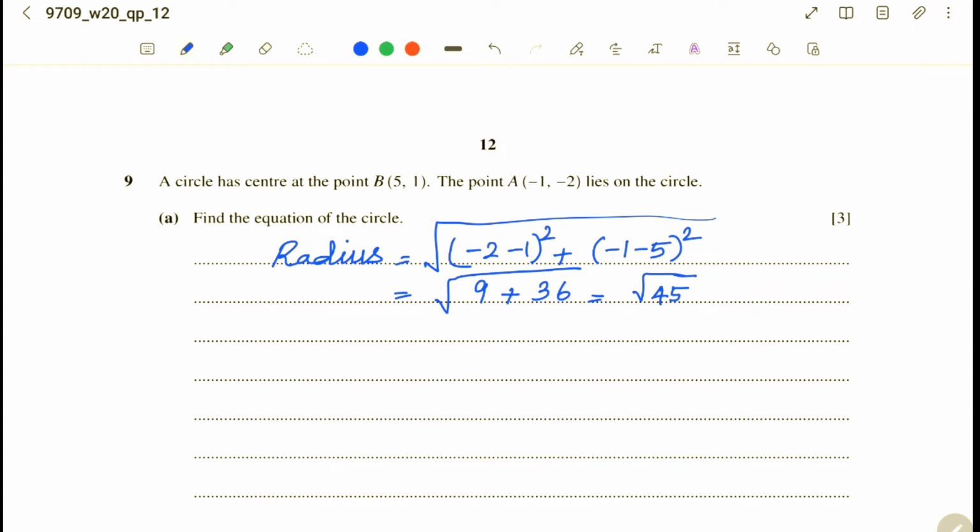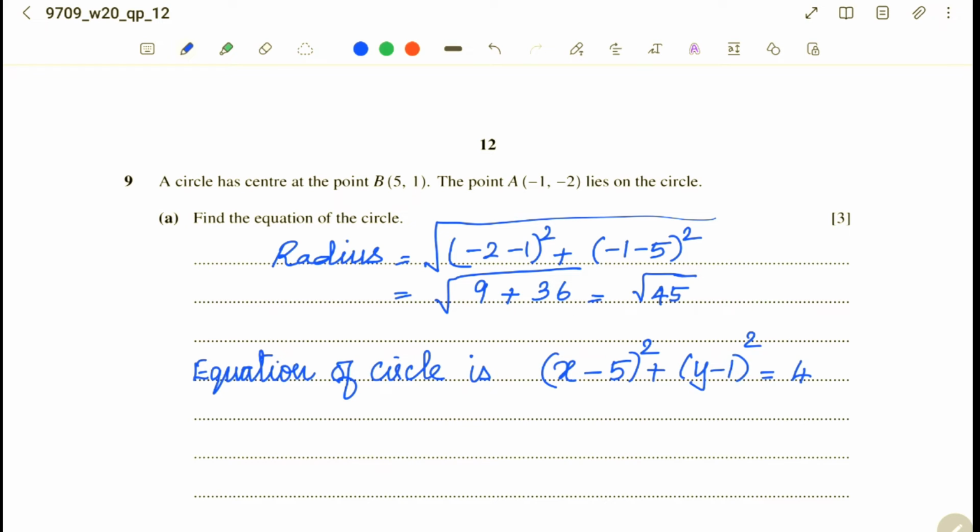So the equation of the circle is (x - 5) the whole square plus (y - 1) the whole square equal to r square, since the center is (5, 1). So here r is square root of 45, so 45. So this is the equation of the circle.